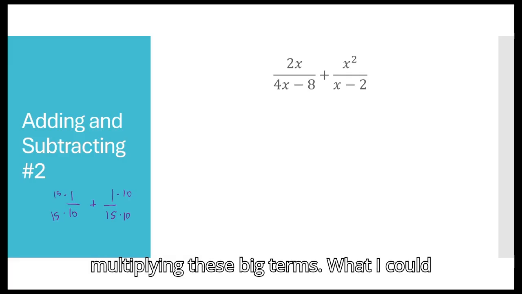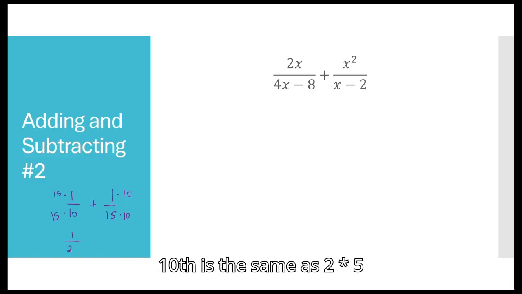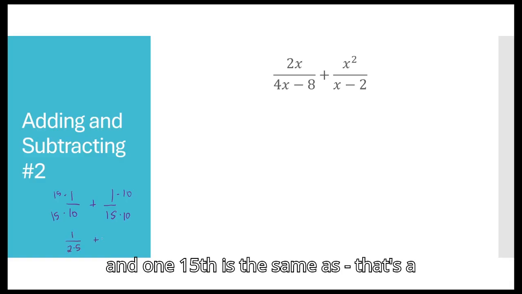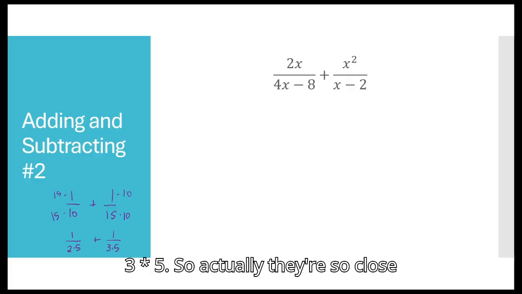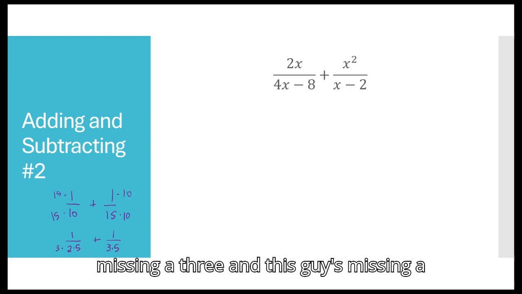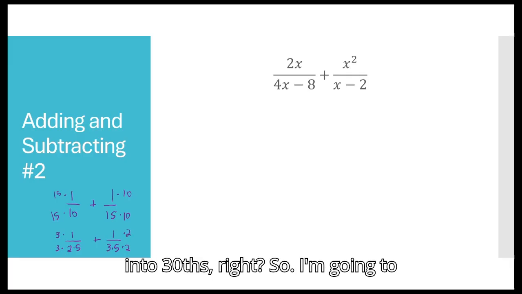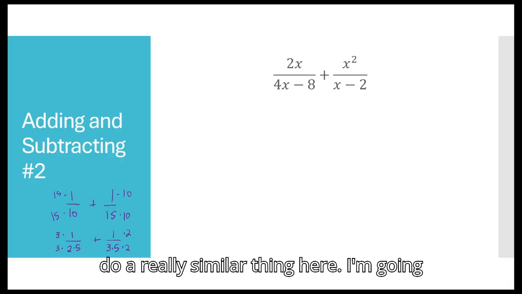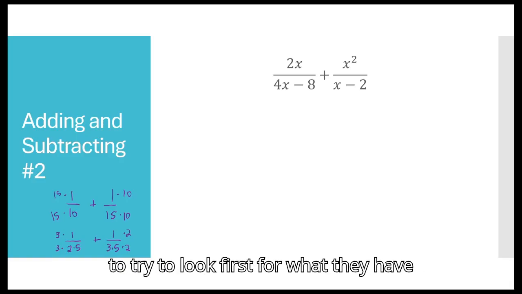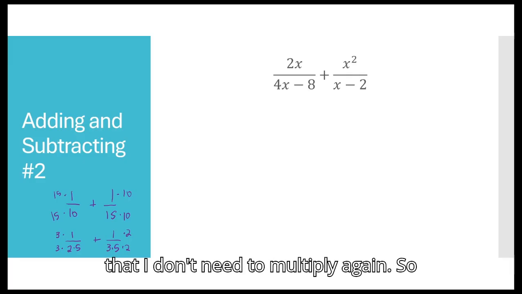And especially if we ended up having variable terms, there's more chances to make mistakes as we're multiplying these big terms. What I could do instead is I could say, 1/10 is the same as 2 times 5, and 1/15 is the same as, that's a 3 times 5. So actually, they're so close to being the same number. This guy's missing a 3, and this guy's missing a 2. We're just going to make them both into 30ths, right? So I'm going to do a really similar thing here. I'm going to try to look first for what they have in common and see if there's anything that I don't need to multiply again.